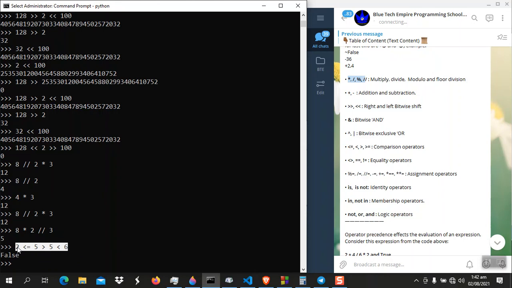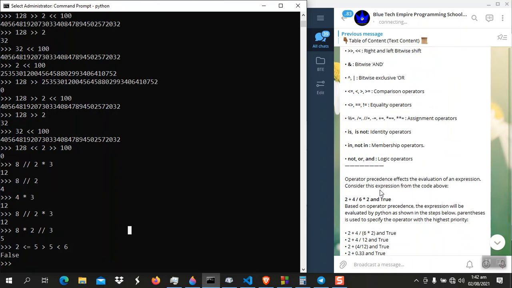So to be sure of your expression, it's always good to use braces, because Python can do left to right or right to left. In this case, if you take right to left, 5 less than 6 is true. True is 1. 5 greater than 1, true. Now 2, true is 1. Now 2 less than or equals to 1 is false, so it returns false. So just take note of that.